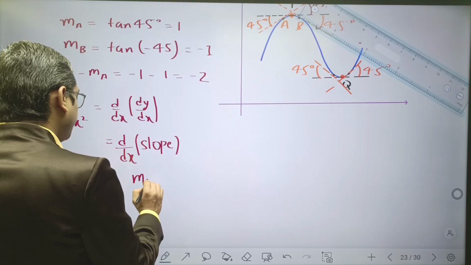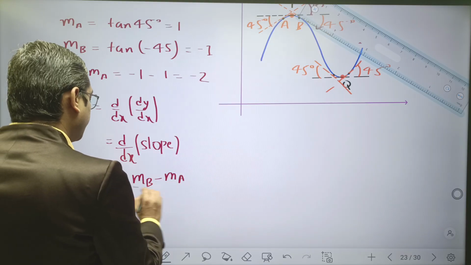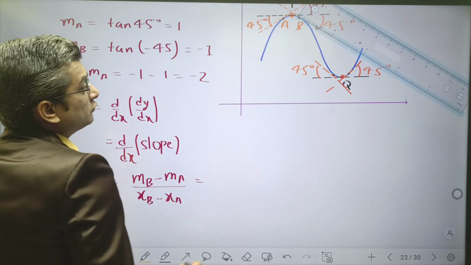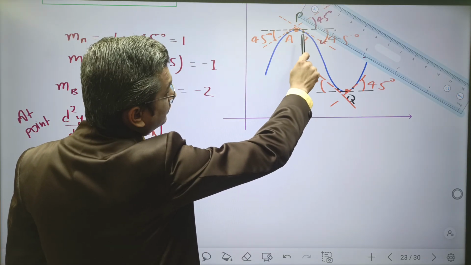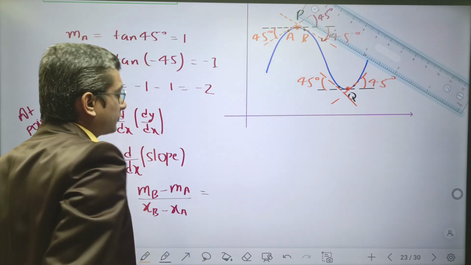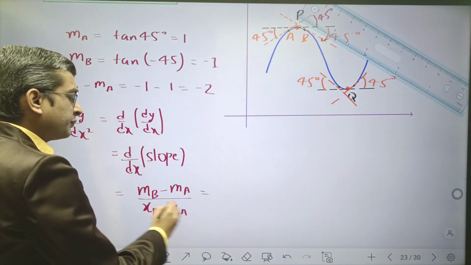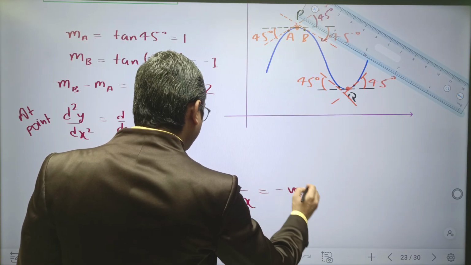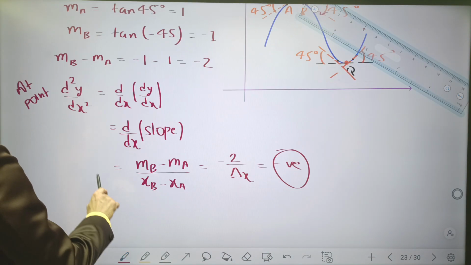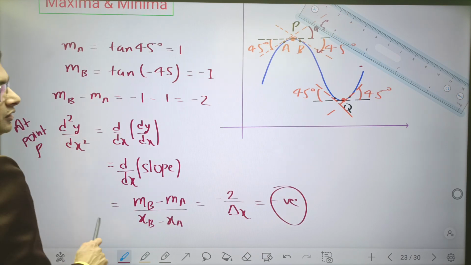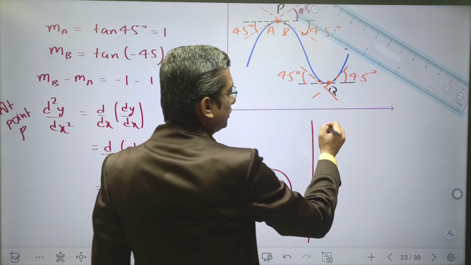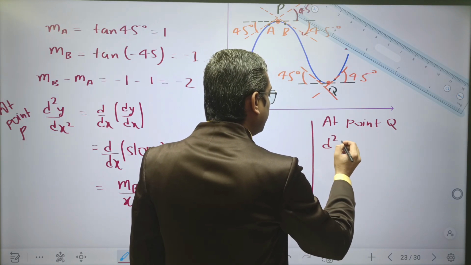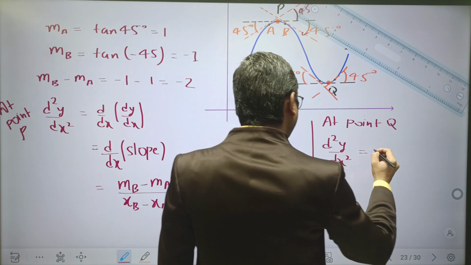And since this is the rate of change of slope, that is mb minus ma by xb minus xa. So xb means the x coordinate of point B, and xa means the x coordinate of point A. So this denominator is positive, but the numerator is negative. This is delta x. So this value is negative. This is important, and this is for point P. Similarly, if you find it for point Q, following the same procedure, then this d square y by dx square will come positive.